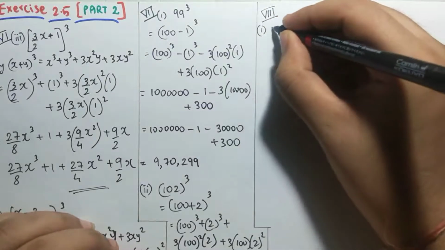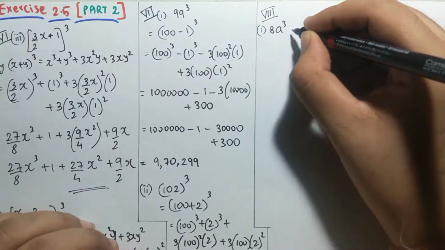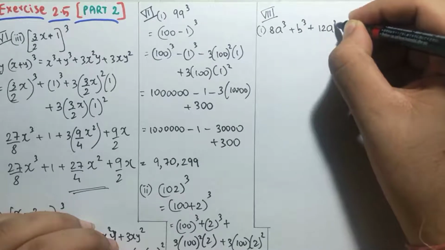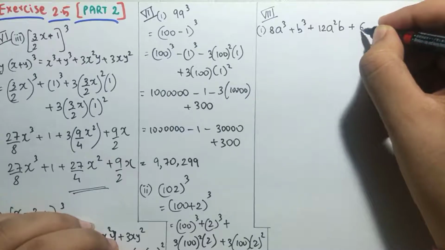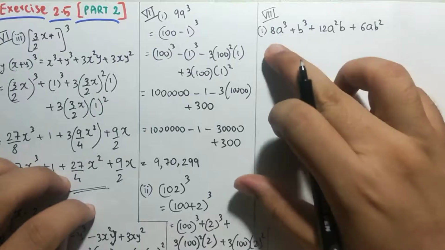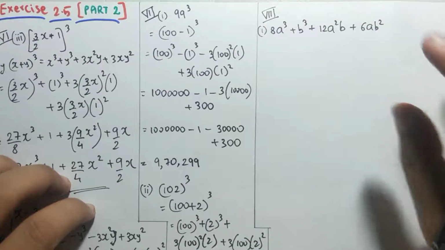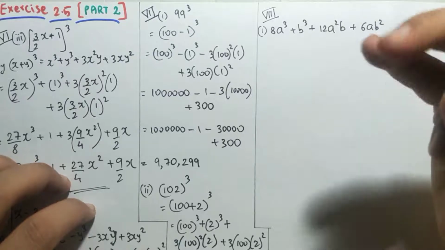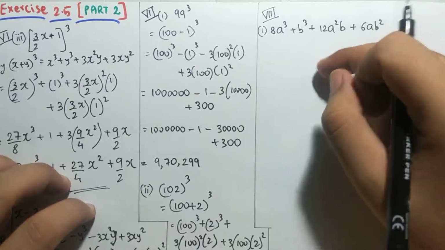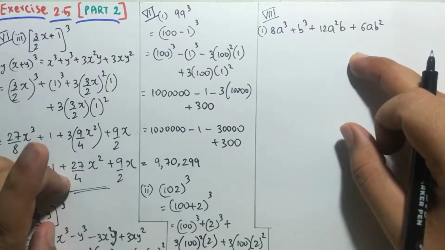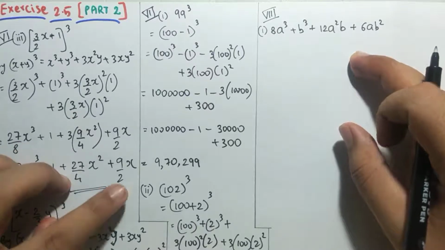First is 8a cube plus b cube plus 12a square b plus 6ab square. This is the question. As you can see, there are 4 terms. We have seen in the previous video 2 terms, 3 terms, 6 terms. Now the question comes of 4 terms. Out of 4 terms, first of all, check for anything common. There is nothing common. Then proceed.